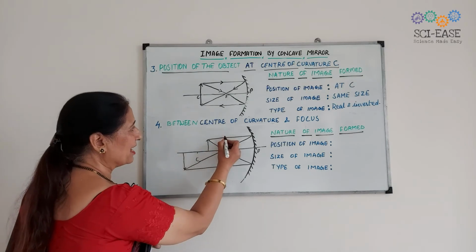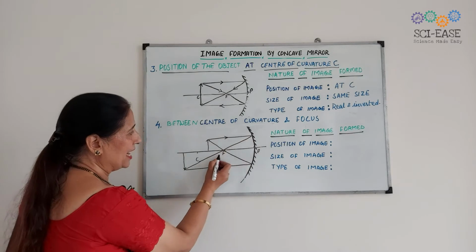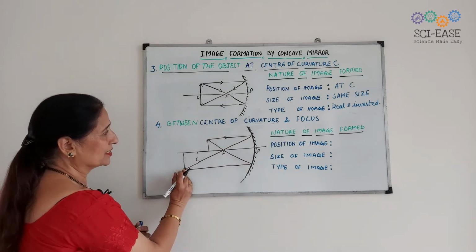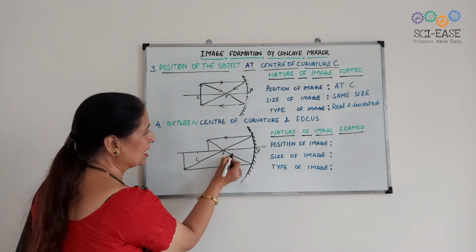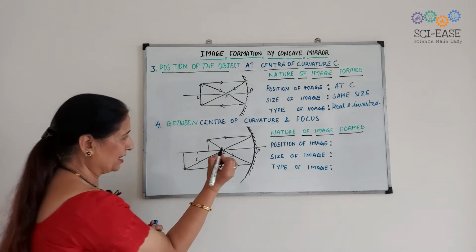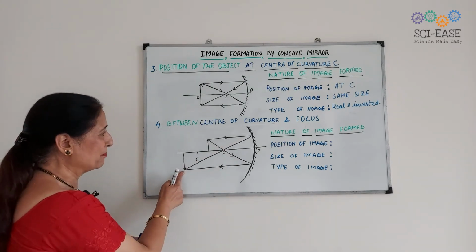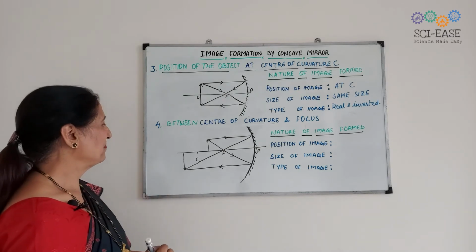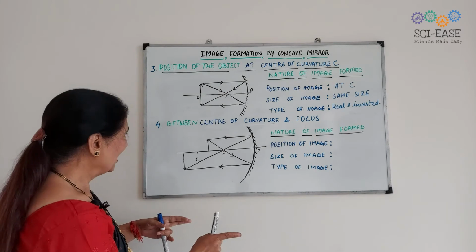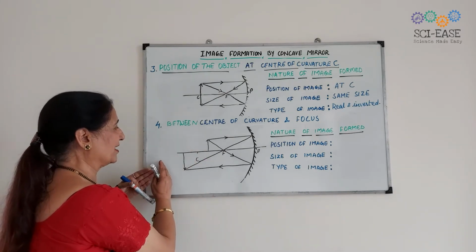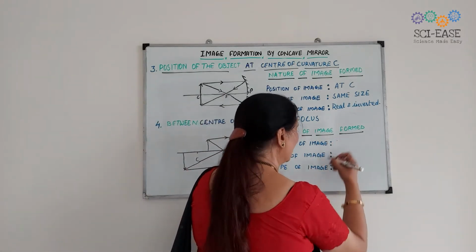The ray will start from here, strike the mirror and pass through the focus. The second ray will start from here, pass through the focus and become parallel to the principal axis. Where these two rays meet, there will be the image. So here the image is beyond C. Position of the image is beyond C.